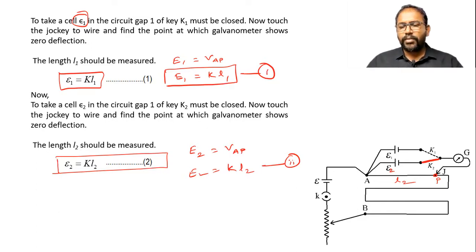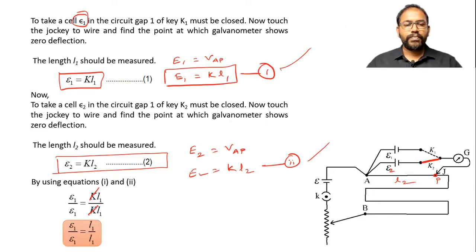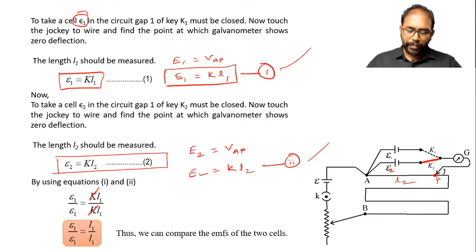Now after that, we have to process these equations. Dividing equation 1 by 2, we get E1 by E2 is equal to K L1 divided by K L2. K is common here, so K gets cancelled, and we get E1 by E2 is equal to L1 by L2. By using this, we can compare the EMF of two cells. Compare means taking a ratio; remember that. So this EMF E1 and E2 we compared by using a potentiometer.